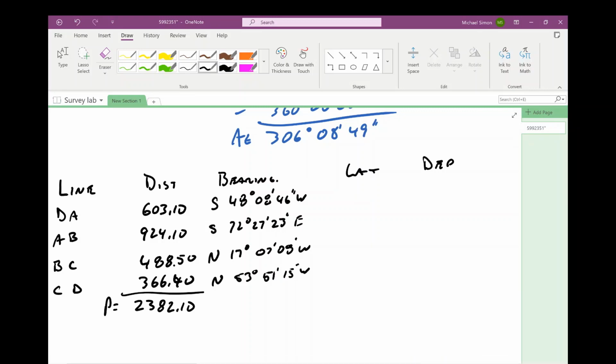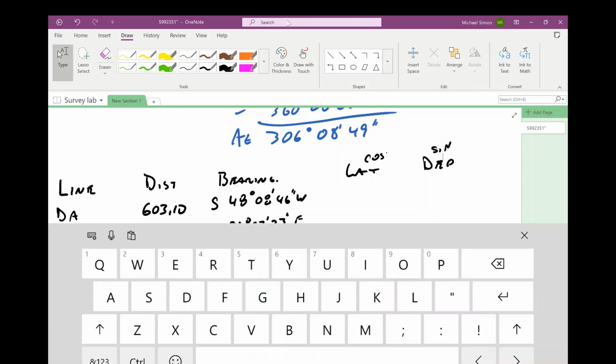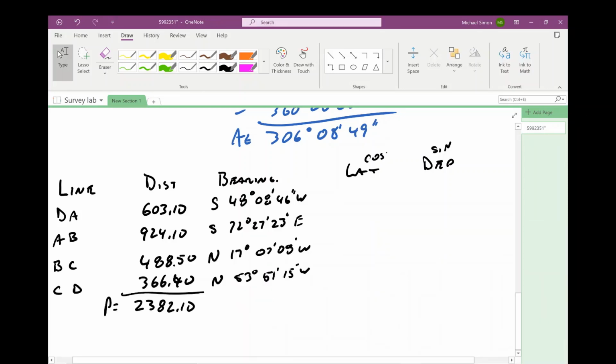It also forces you to think about your positive and negative signs with your latitudes and departures, so that's very important. Speaking of lats and deps, latitude is cosine, departure is sine. We've gone through how that's figured out a number of times, so we don't need to take a look at that right now. But just as a reminder, your latitude is equal to the distance times the cosine of your angle, whether that be bearing or azimuth, and your departure is the distance times the sine of the angle, whether you decide to use bearing or azimuth.